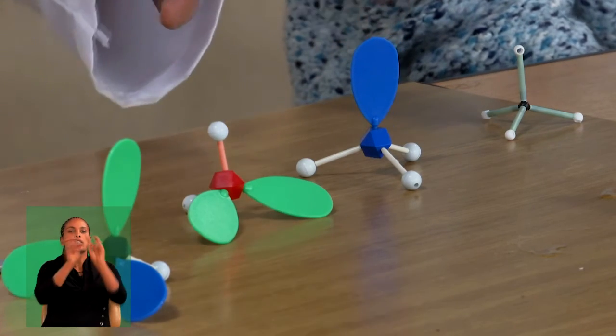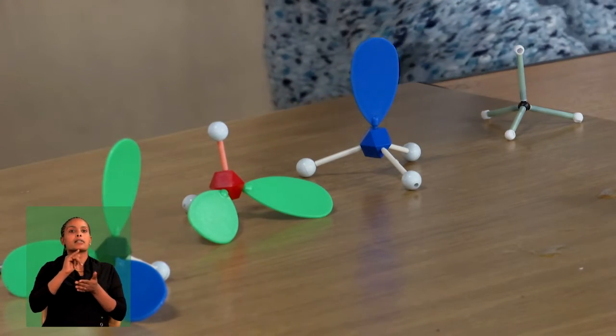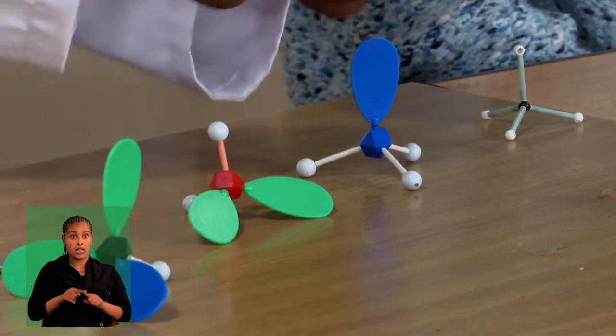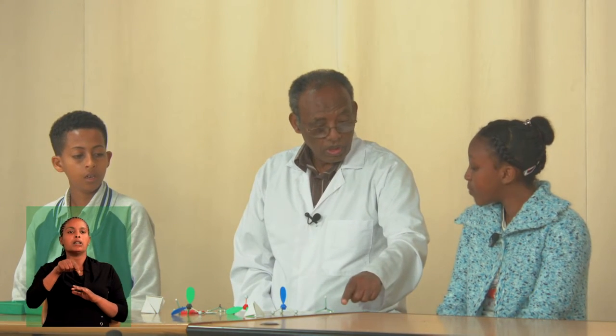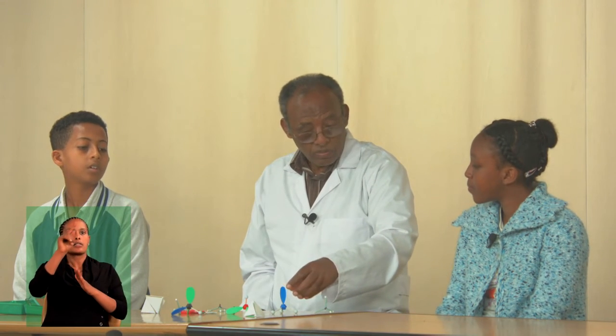So the shape of the molecule is a triangular pyramid, but the electron arrangement is tetrahedral. In methane, the shape of the molecule is a tetrahedron and the electron arrangement is also a tetrahedron, because all pairs are bonding. But in ammonia one pair is non-bonding, so the electron arrangement is a tetrahedron, but the shape of the molecule is a triangular pyramid.